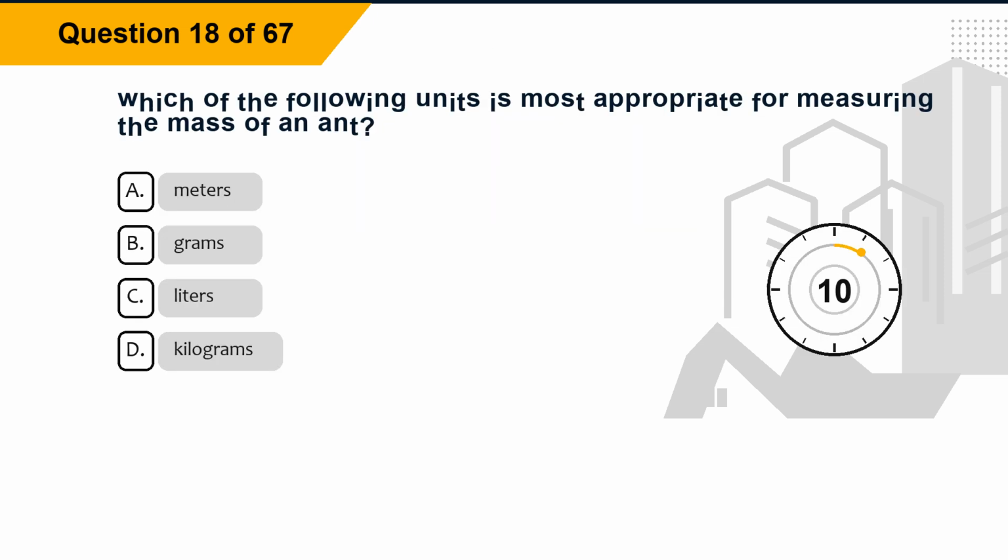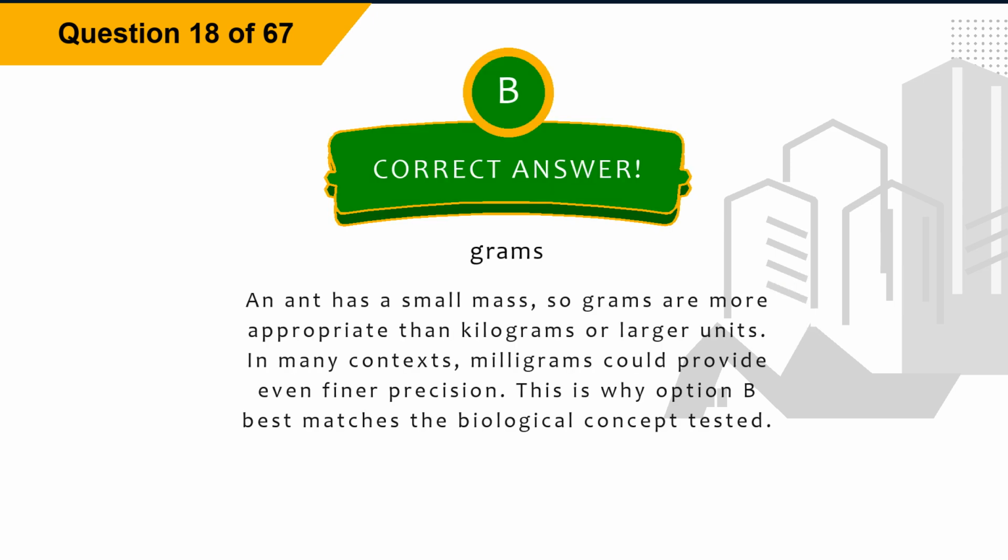Question 18. Which of the following units is most appropriate for measuring the mass of an ant? Option A, meters. Option B, grams. Option C, liters. Option D, kilograms. The correct answer is option B, grams. Explanation: An ant has a small mass, so grams are more appropriate than kilograms or larger units. In many contexts, milligrams could provide even finer precision. This is why option B best matches the biological concept tested.